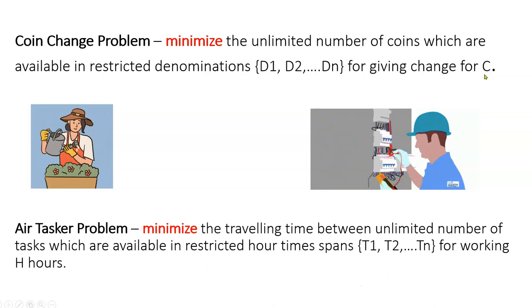Perhaps we have an AirTasker. An AirTasker wants to choose different jobs in a way to minimize the traveling time between those unlimited quantities of tasks, which are available in restricted time spans in hours of T1, T2, and Tn, and they want to work H hours. So they want to minimize how many jobs they take to fill in their 8 hours to minimize the traveling time. So this is really similar to the coin change problem.